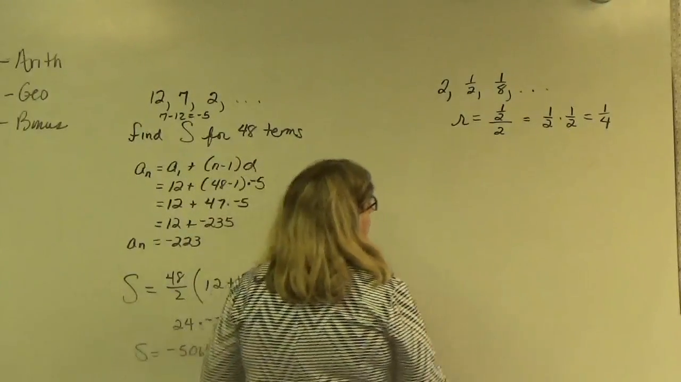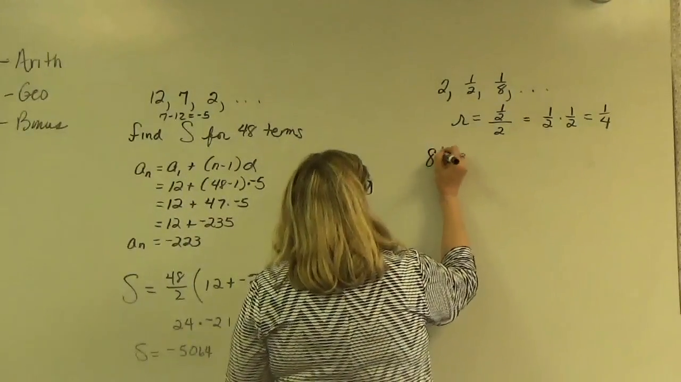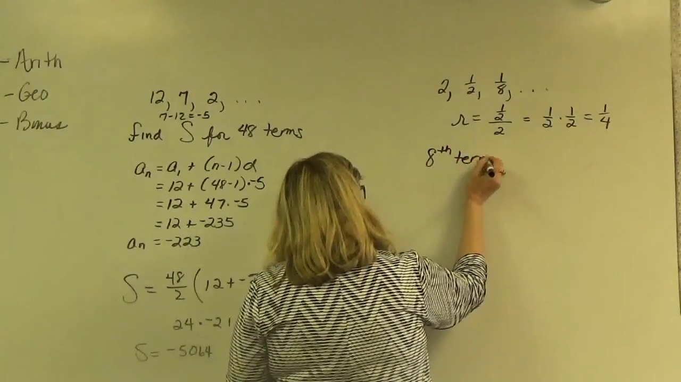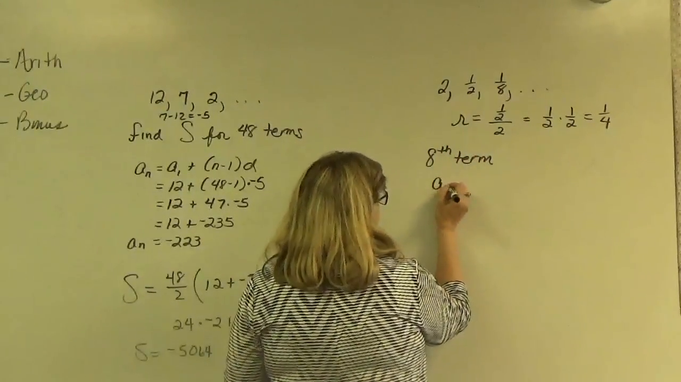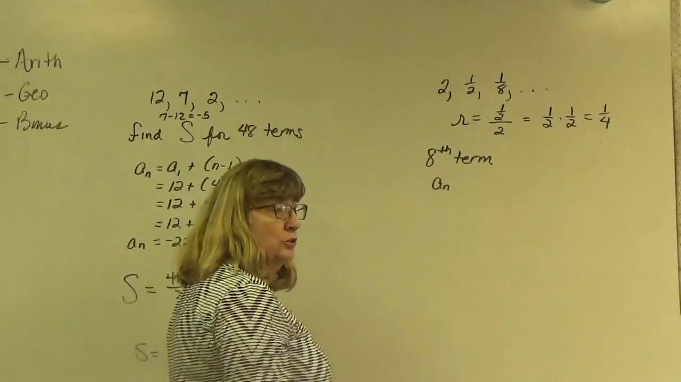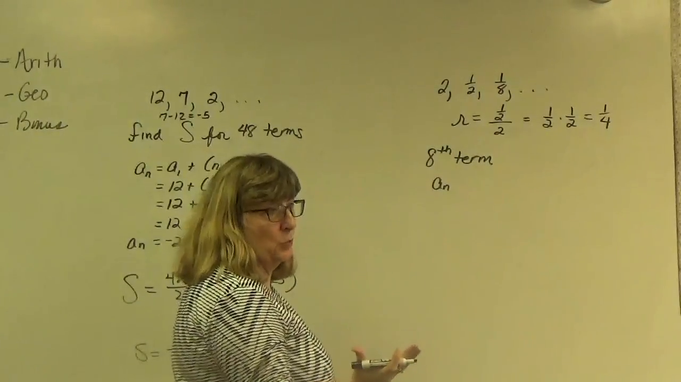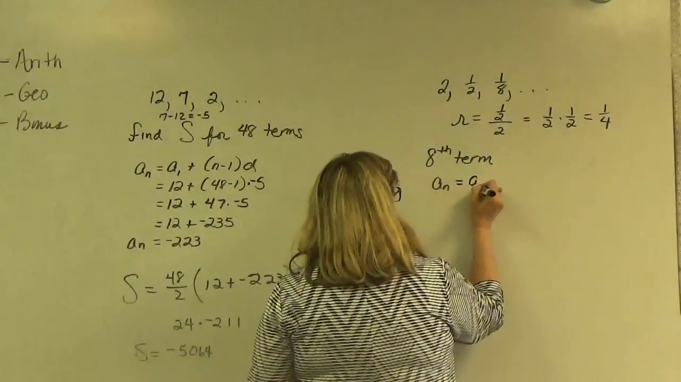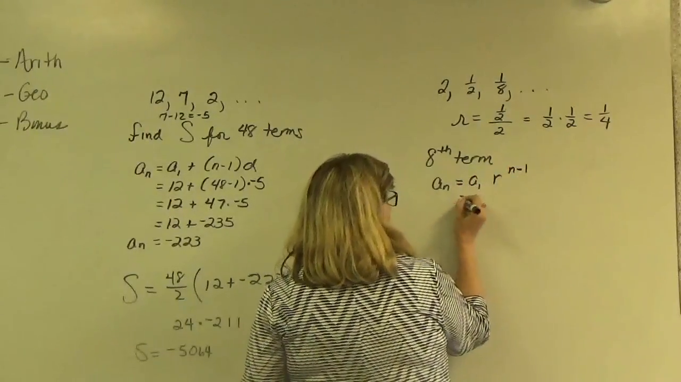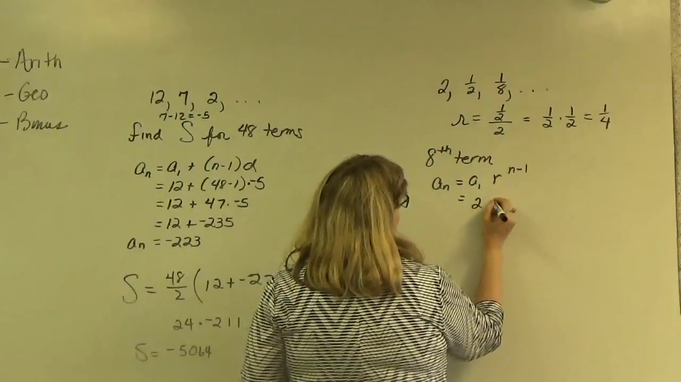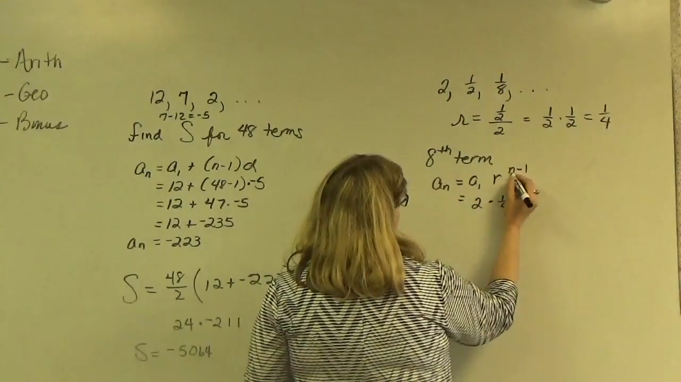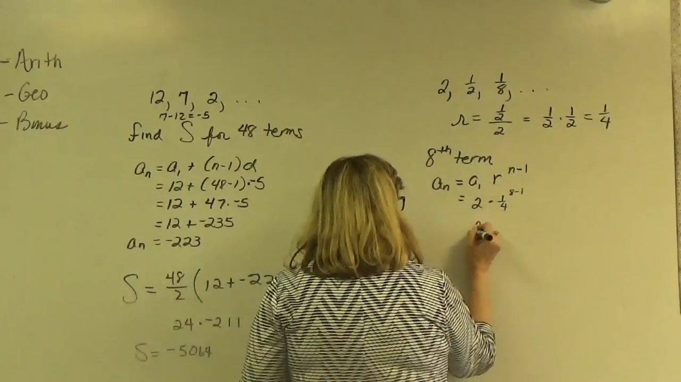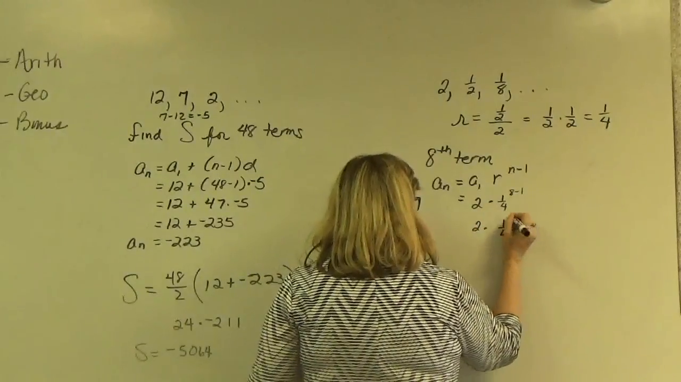What if I want you to find the 8th term? There's two ways. You can either do the formula, which we're going to do first, and then we're going to do the common sense way. So to do the formula, it's a sub n equals a sub 1 times the ratio to the n minus 1. So the first term is 2. The ratio is 1/4, and it's raised to the 8 minus 1 power. And 8 minus 1 is 7.